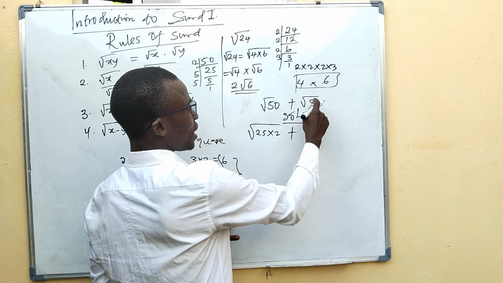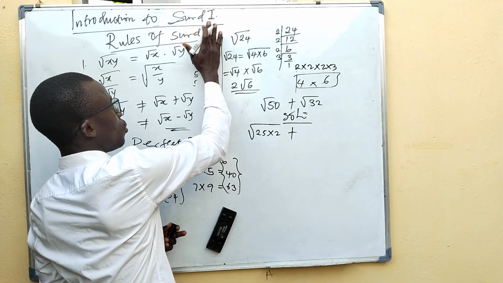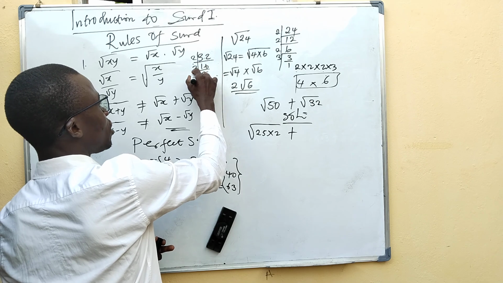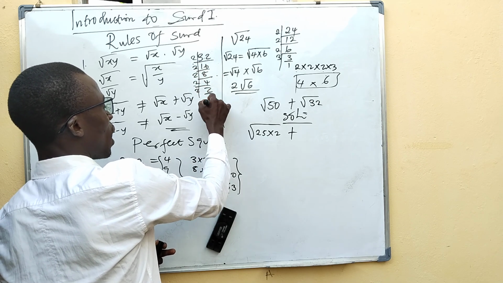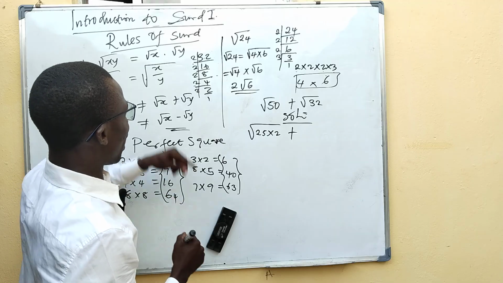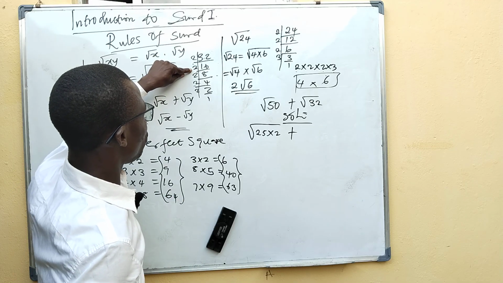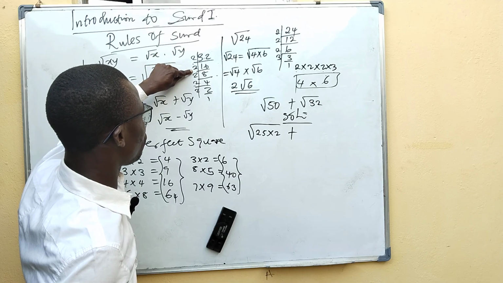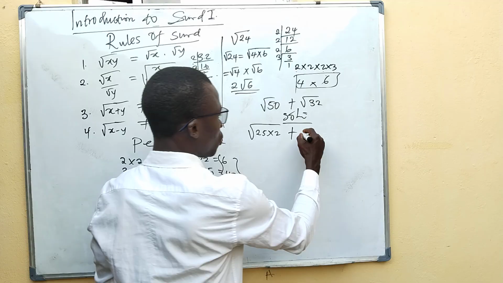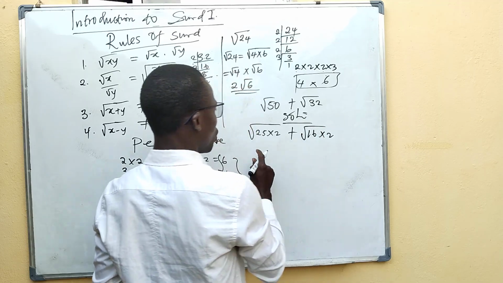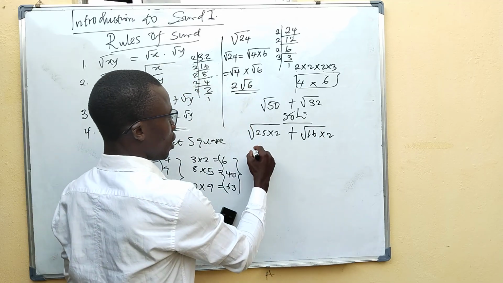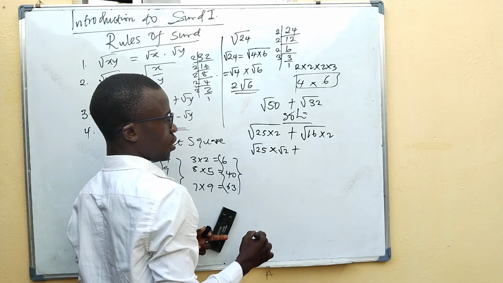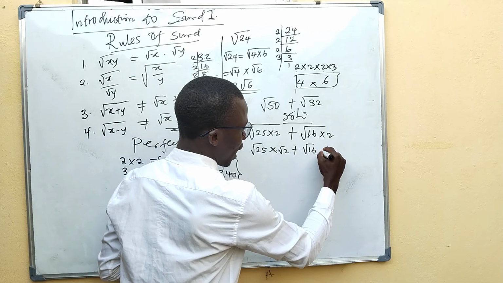Plus 32. What do we do to get 32? In 32, we are going to have 2 here is 16, 2 here is 8, 2 here is 4, 2 here is 2, and 2 here is 1. Please, when you do this, how can we arrange it? 2 times 2 is 4, times 2 is 8, times 2 is 16, and 2. You can use square root of 16 times 2. So, can we split it the same way we did this? We have square root of 25 times square root of 2, plus square root of 16 times square root of 2.